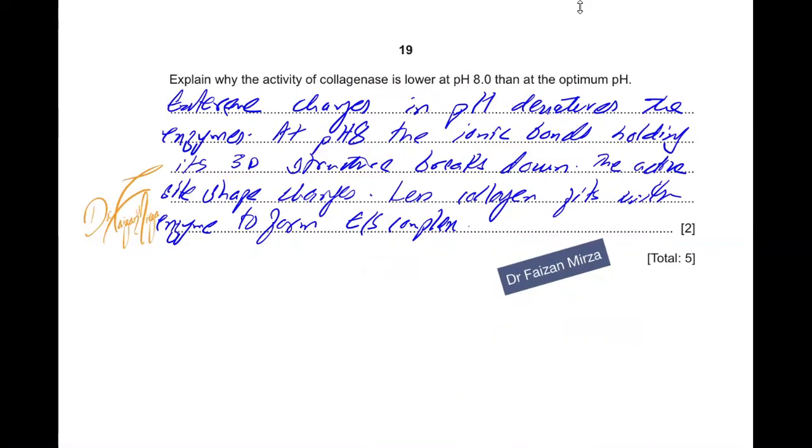We know that if we change the temperature a lot, then the hydrogen bonds break, so the three-dimensional shape changes. If we are changing the pH, then the ionic bonds break. Although the hydrogen bonds break as well, the ionic bonds are the main ones which actually change upon changing pH.